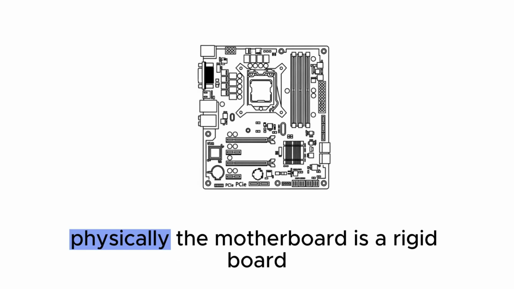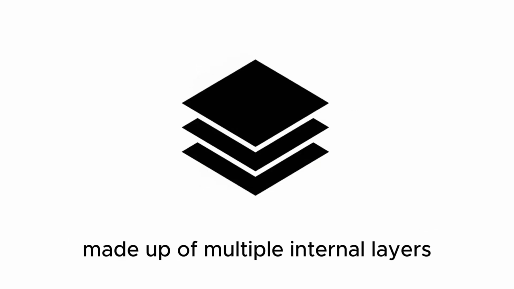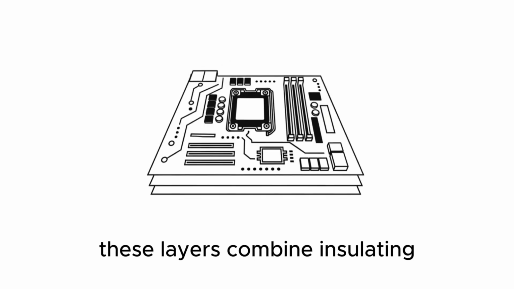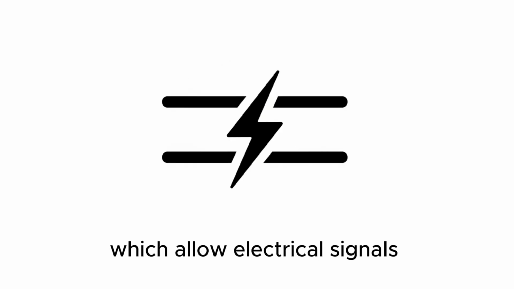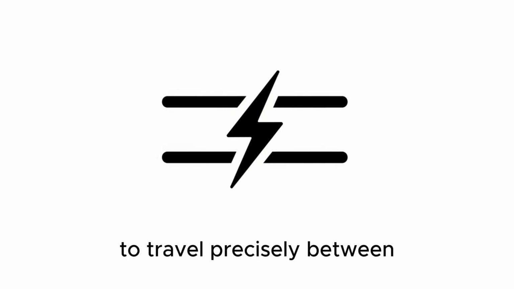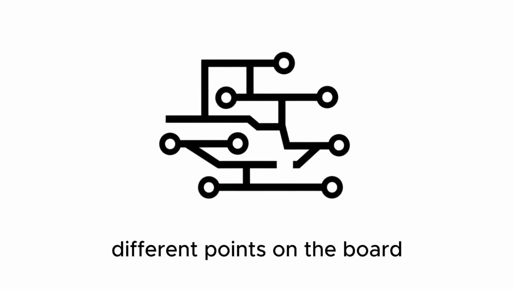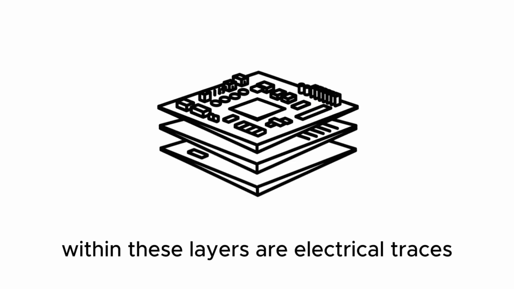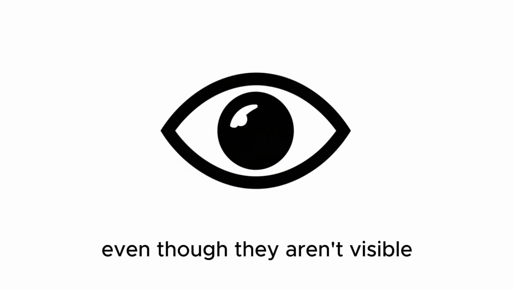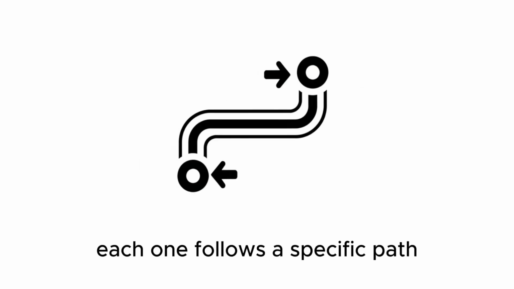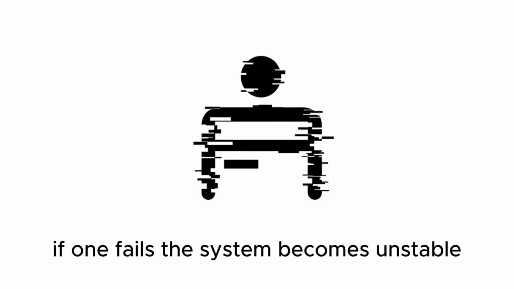Physically, the motherboard is a rigid board made up of multiple internal layers. These layers combine insulating and conductive materials, mainly copper, which allow electrical signals to travel precisely between different points on the board. Within these layers are electrical traces that carry data at very high speeds. Even though they aren't visible, each one follows a specific path. If one fails, the system becomes unstable.